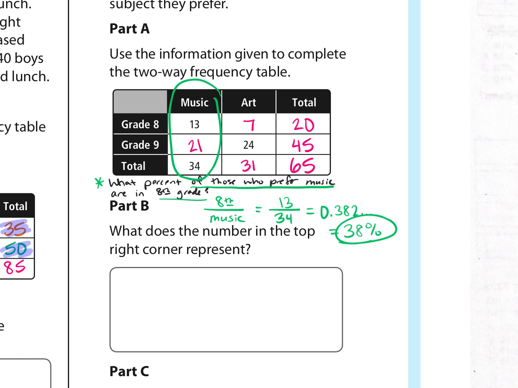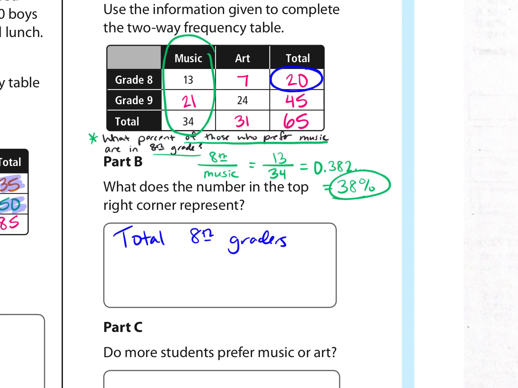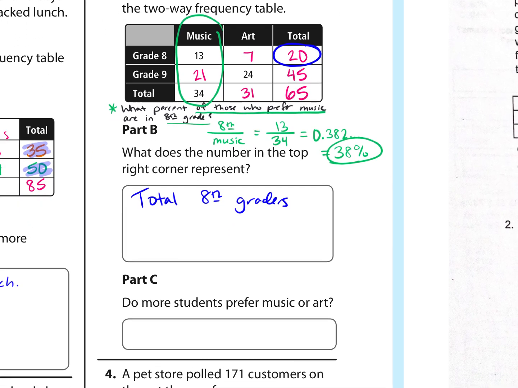Part B, what does the number in the top right corner represent? Well, that's the total 8th graders. And then part C, do more students prefer music or art? Well, 34 prefer music, 31 prefer art, so more prefer music than art.